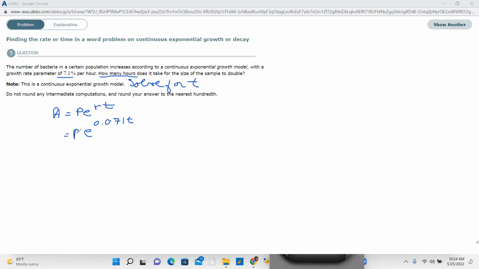So if you start with P, when you double it, the amount that you have is 2 times P. Does that make sense there? It's because we want the initial sample to double. And again, divide both sides by P. Take the natural log of both sides and bring the power down on the right.